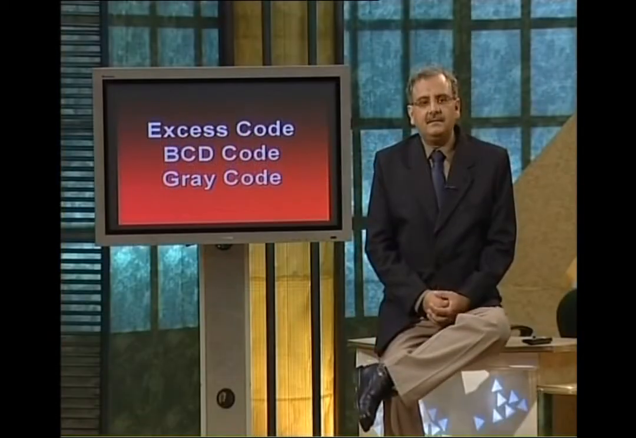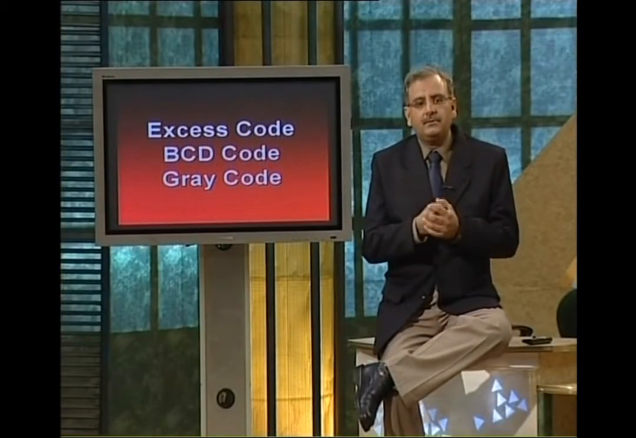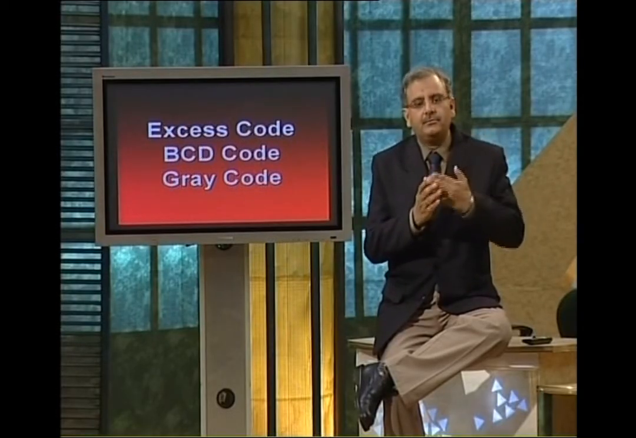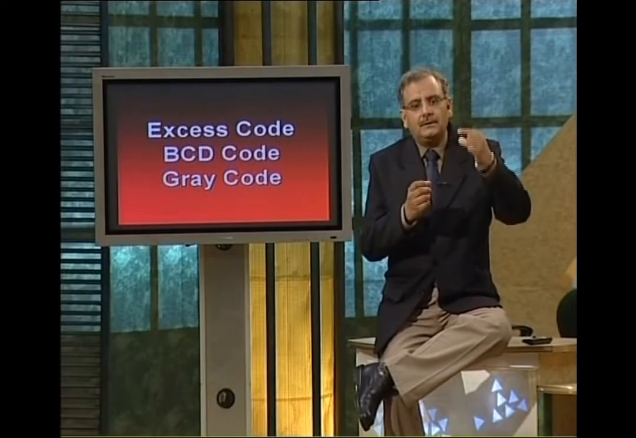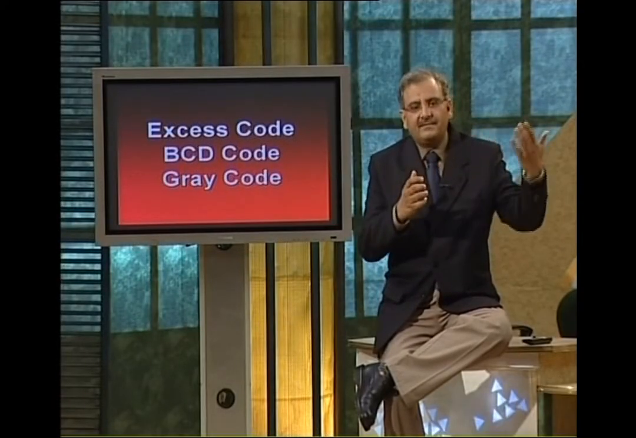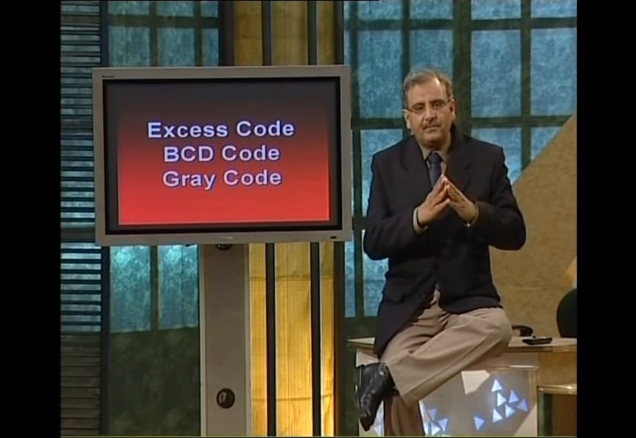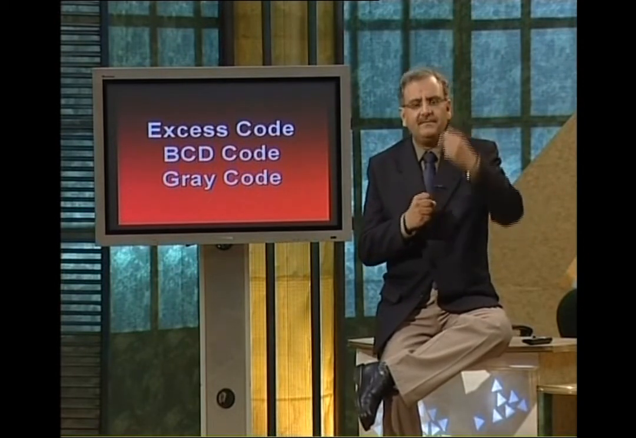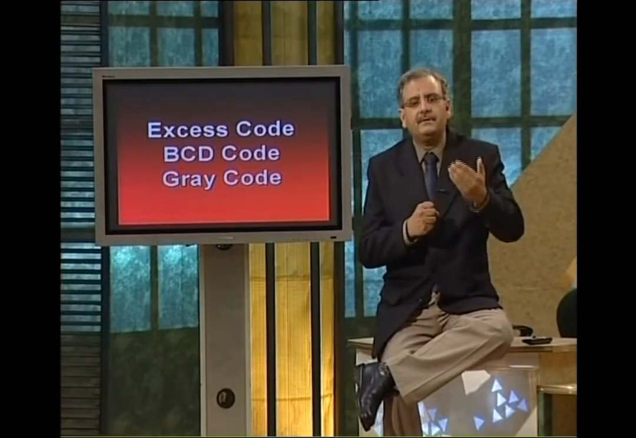We have just seen the BCD code. BCD code represents decimal digits from 0 to 9. So the binary code 1010, which represents decimal 10, is invalid. So only the first 10 binary codes are used. BCD, in fact, stands for binary coded decimal.